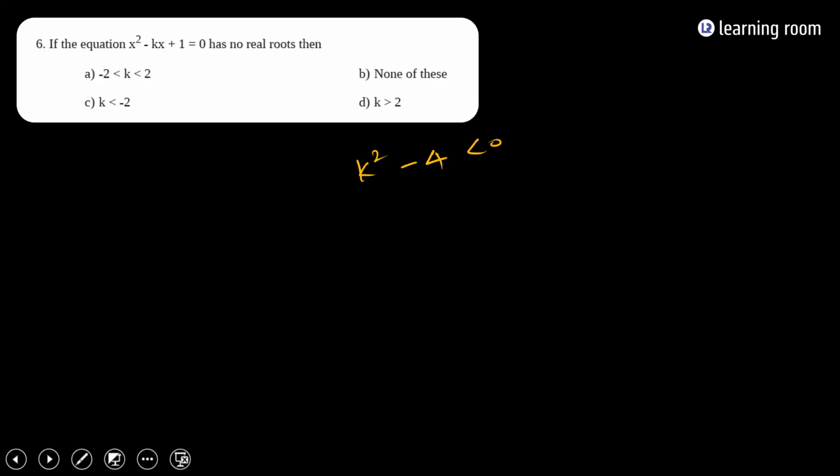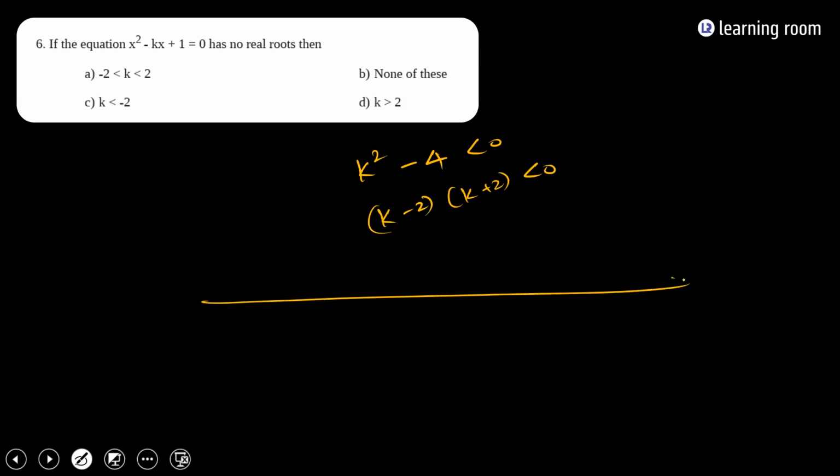This is only for the safe side, okay? Listen to this. k squared minus 4, can I write it as k minus 2 into k plus 2 is less than 0? Yes, sir. So listen to this. If I equate k minus 2 to 0, what will be the value of k? 2. If I equate k plus 2 to 0, what will be the value of k? Minus 2.